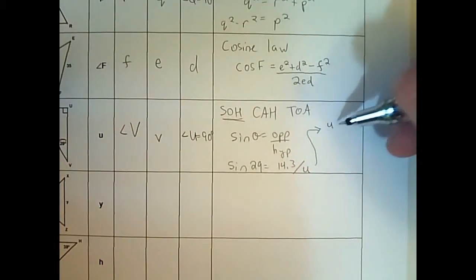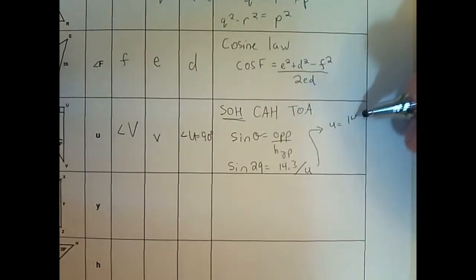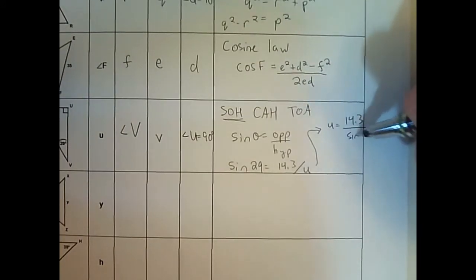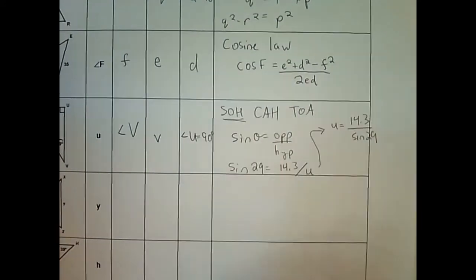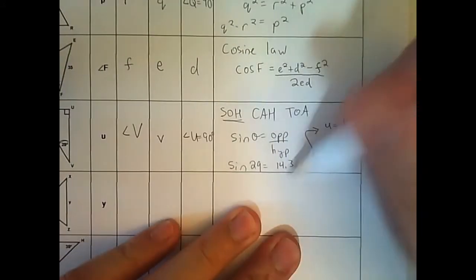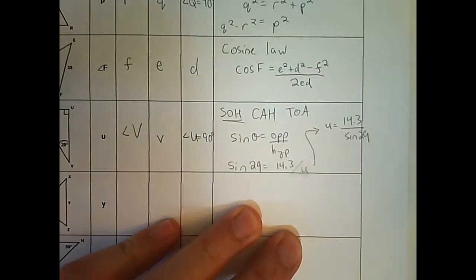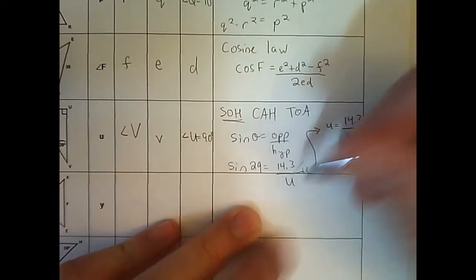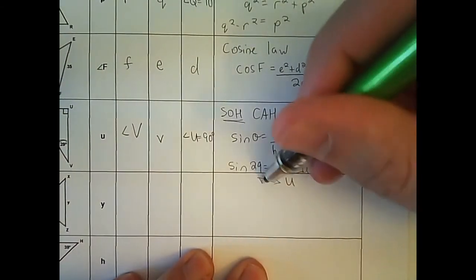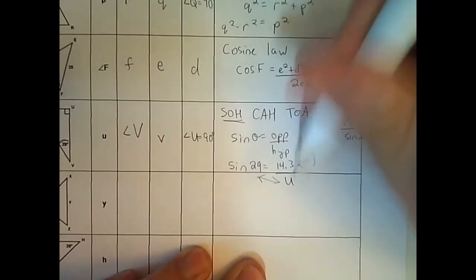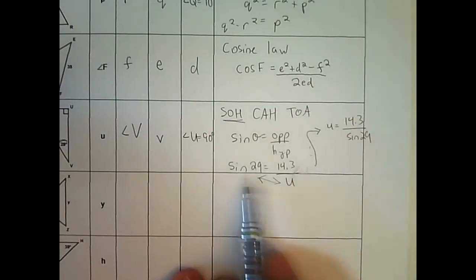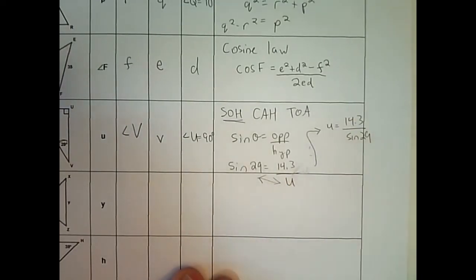I'll just do this. We get 14.3 over sine 29, because this is the one thing we did before where these will switch places. Maybe if I drew it like this, where these can switch places as a kind of shortcut. Just switch these two so that we can solve for u that way, and then I would solve and get my answer.